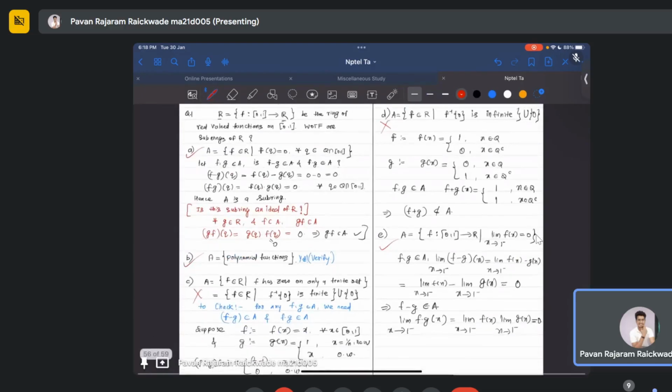So you started with the ring R, which is the set of all functions, and you considered these subsets, and you classified which are subrings and which are not. So A, B, and E are subrings, but C and D are not subrings. If you have any doubt in this question, you can ask. These are simple questions, so I assume there is no doubt. So let's go further.